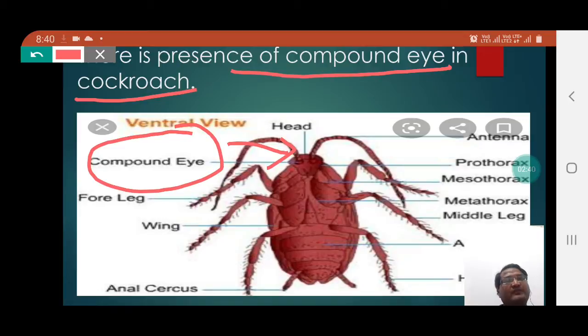This multiple vision is due to the reflection from the compound eye. The structural unit of the compound eye is ommatidium, and compound eye actually is a collection of huge number of ommatidia. So students, if this is the compound eye, there are huge number of ommatidia in it. Here a single one part is the ommatidium.